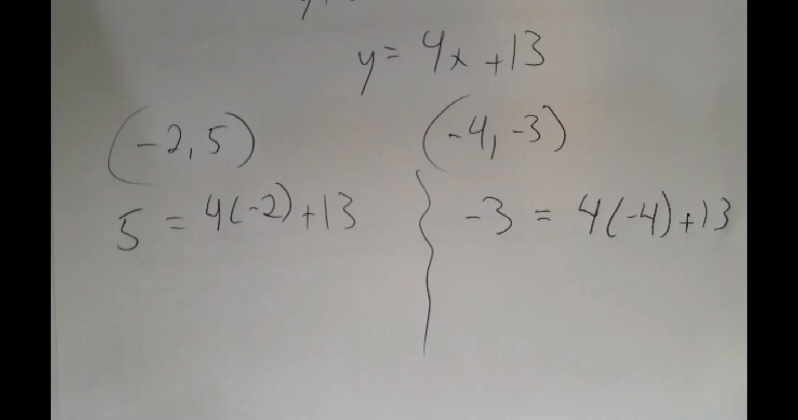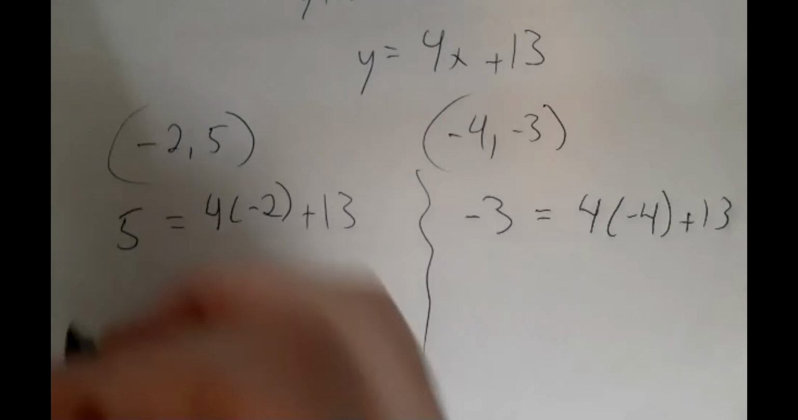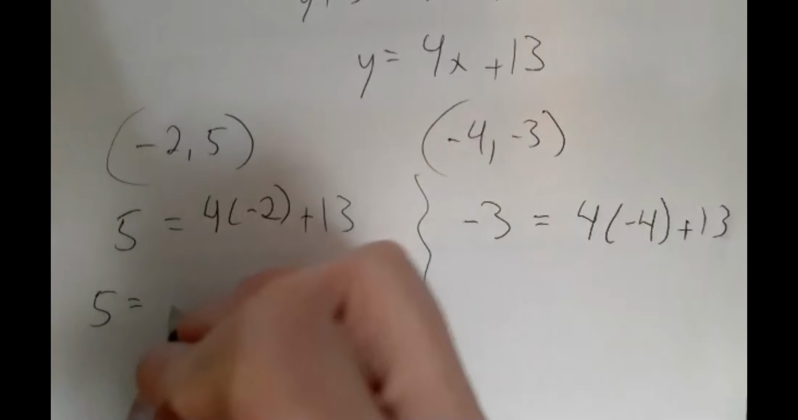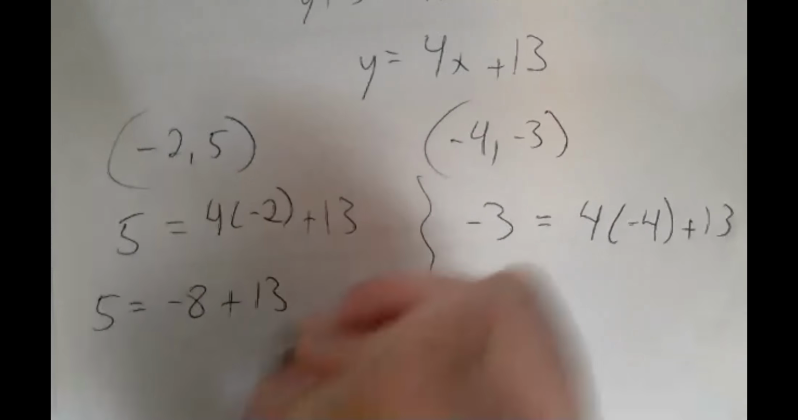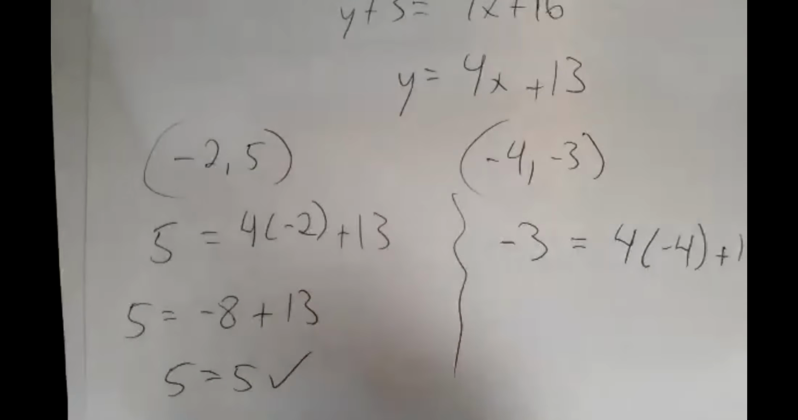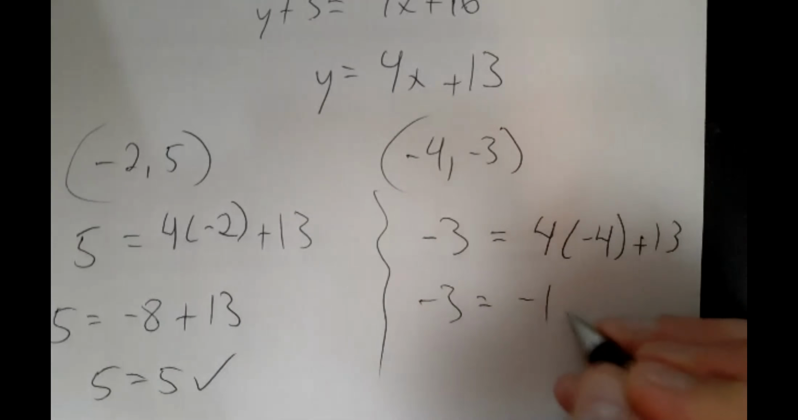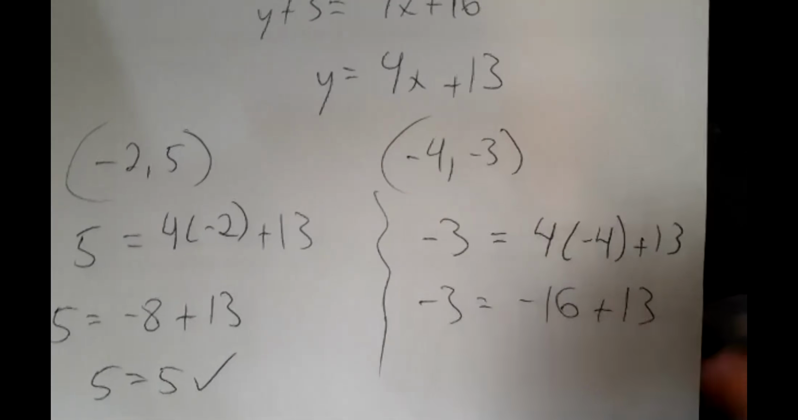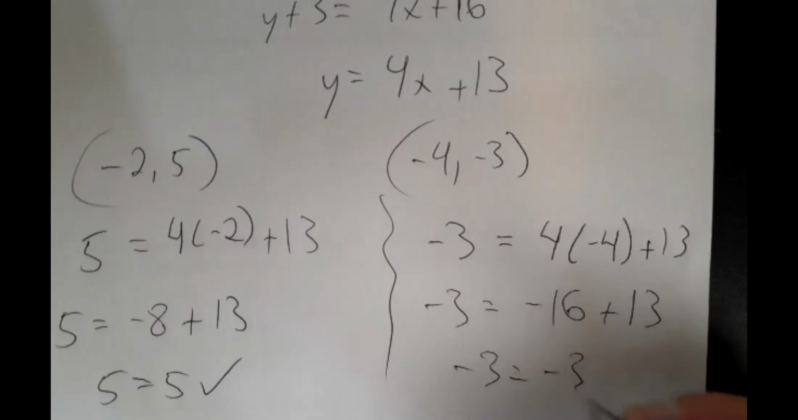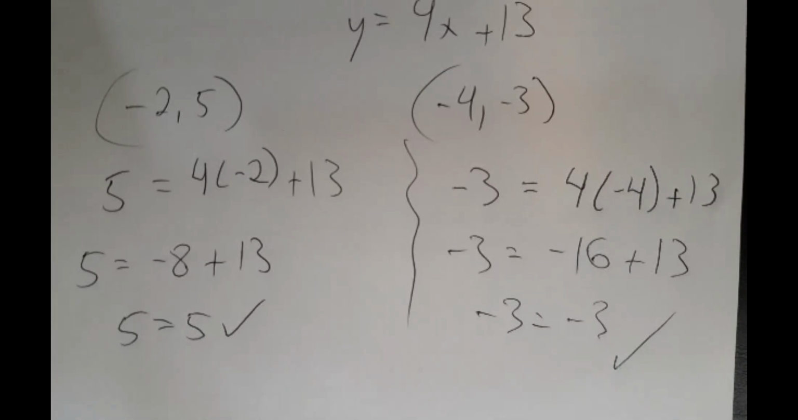There's 2 things I got to check here. So let me do them one at a time. Let's not try to work them all at once. I did plug them both in at the same time. So 5 equals, 4 times -2 is -8, plus 13. I believe this one is checking with 5 equals 5. When I plug in this one, -3 equals -16 plus 13. I believe that's giving me -3 equals -3. So both of these should check out. And I'm doing class lecture notes, so hopefully they did check out. They should have.